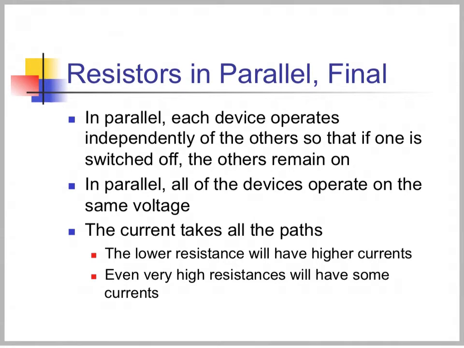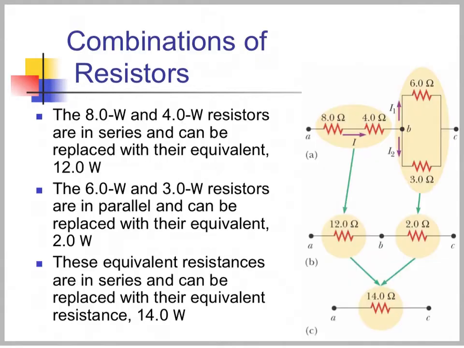So in parallel, each device operates independently so that if one is switched off, the others remain on. In parallel, all the devices operate on the same voltage, and the current takes all the paths. The lower resistance paths will have the highest currents. However, even very high resistances will have some current.